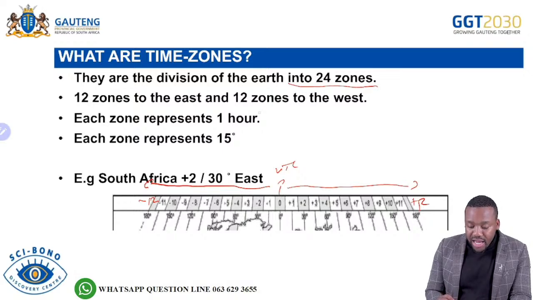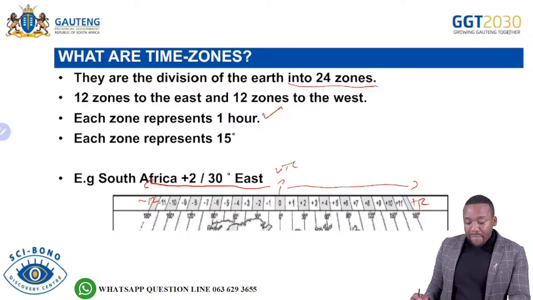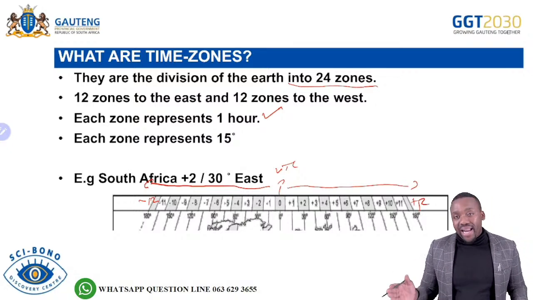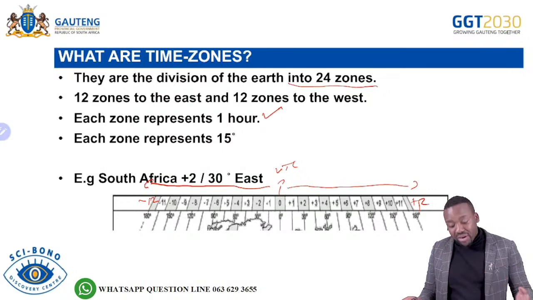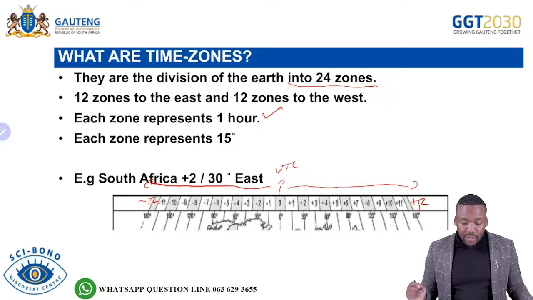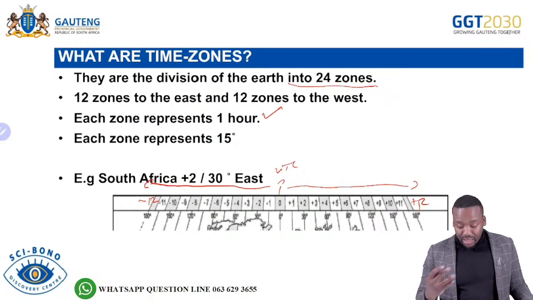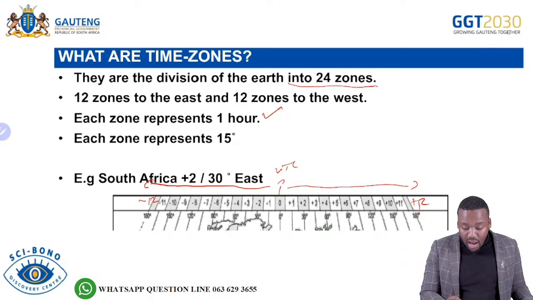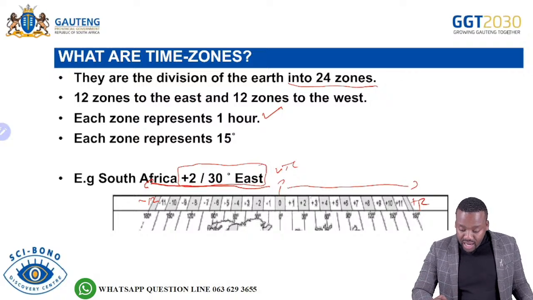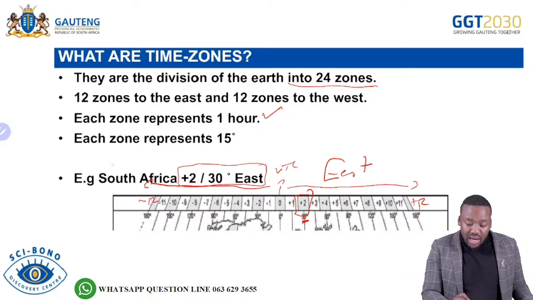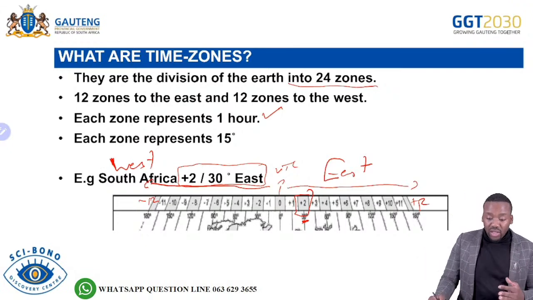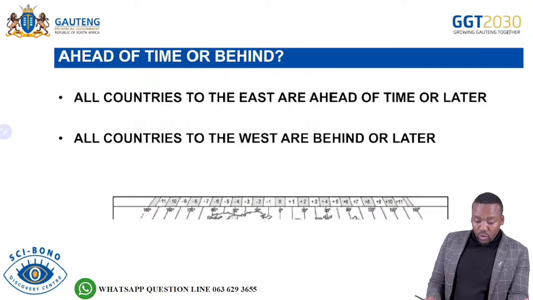-12. Then I said each zone represents what? 1 hour. Meaning the difference between one time zone and the next one, or between the other time zone and the previous one, is what? 1 hour. Then I also said that each time zone represents what? 15 degrees. For example, for us in South Africa, where are we? We are on +2 and 30 degrees east. Where do you see that? Here's our +2. And then where are we? Here are our degrees. We are on 30 degrees. And remember, I said on the right, what do we have? We have our east. And then on the west, or on the left, we've got what? Our west. Right. Time zones are the divisions of the earth into 24 zones.